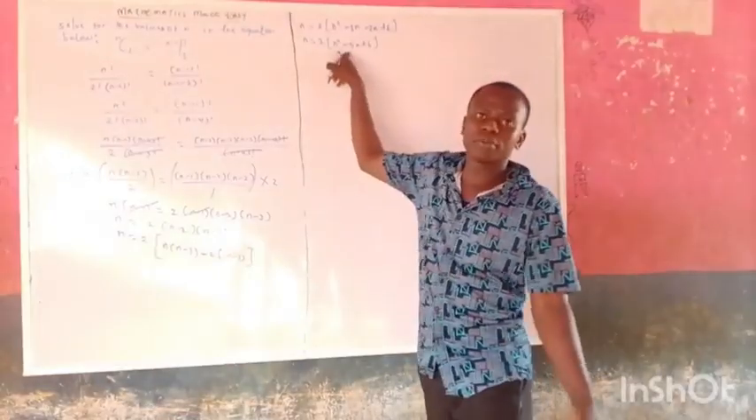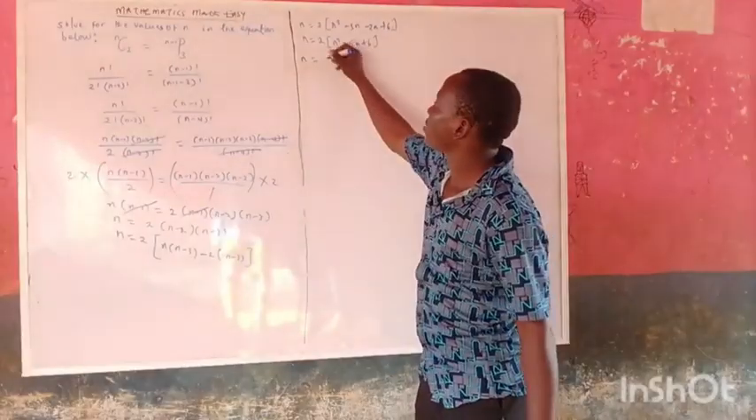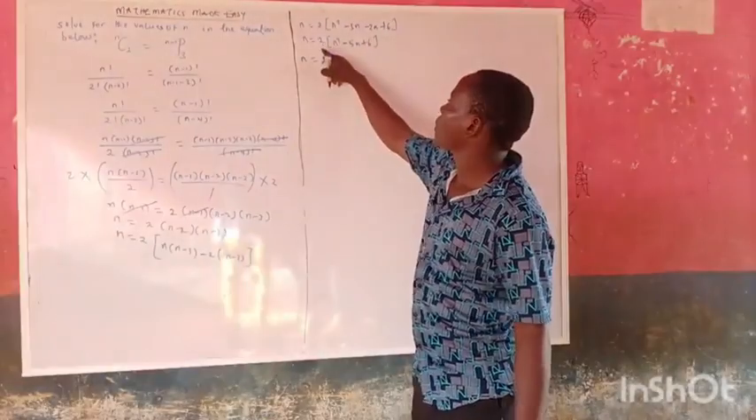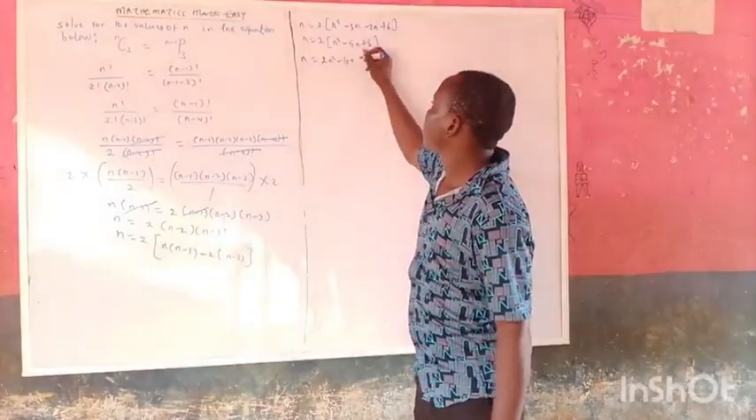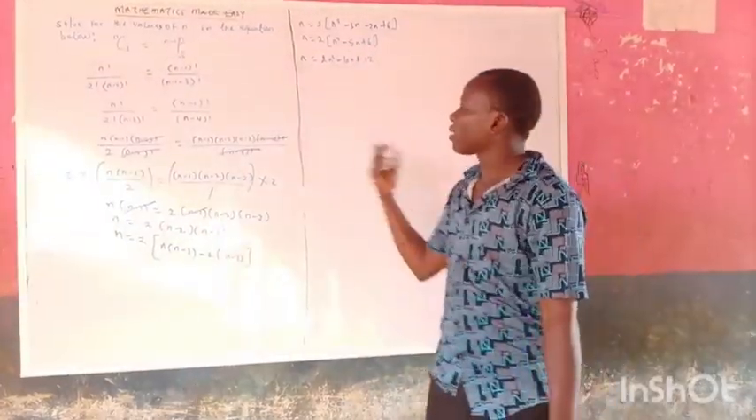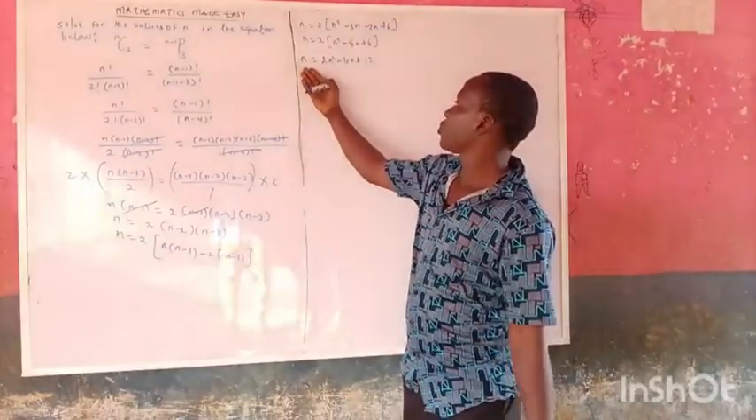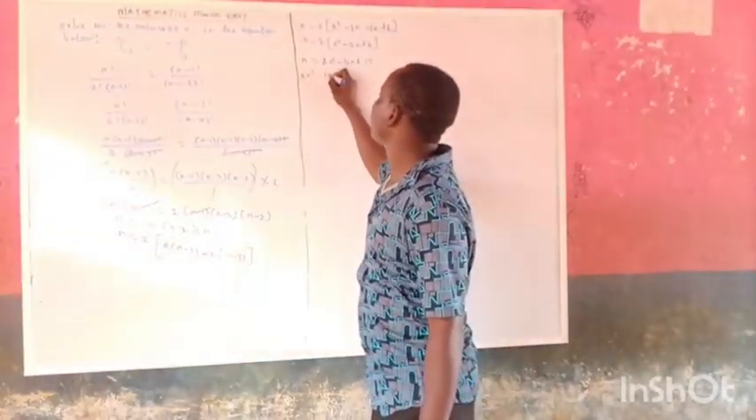So we can open the bracket with these two. So we have n equals 2 times n squared, that's going to give us 2n squared. 2 times negative 5n, that's going to give us negative 10n. Then 2 times 6, that's going to give us 12. Yeah, so what do you notice? We can collect like terms. It's n here, so we can bring it in. So we do that, we have 2n squared negative 10n.